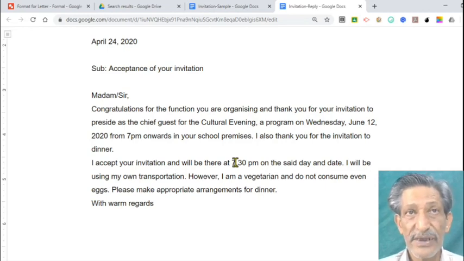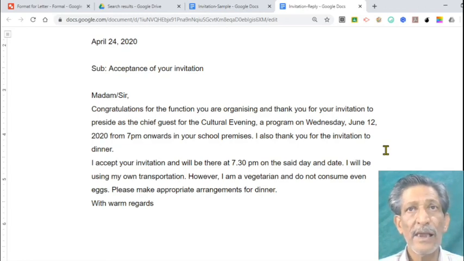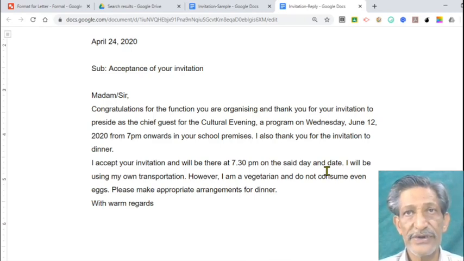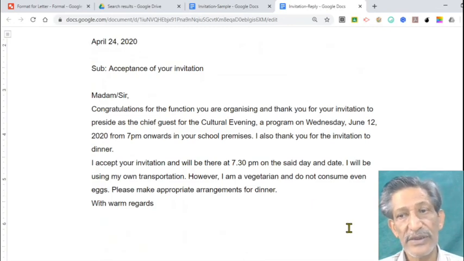And then in the second paragraph, you will either refuse or accept, as in this paragraph. So you can just go through this. The basic structure is here, and see the last line of the second paragraph. I am a vegetarian, do not consume even eggs. Please make appropriate arrangements for dinner. And we'll be there at 7:30 p.m. on the said day and date. I've accepted that. I don't have to repeat the day and date again. So just get the main idea. That's all that you have to do, and the rest is going to be easy.